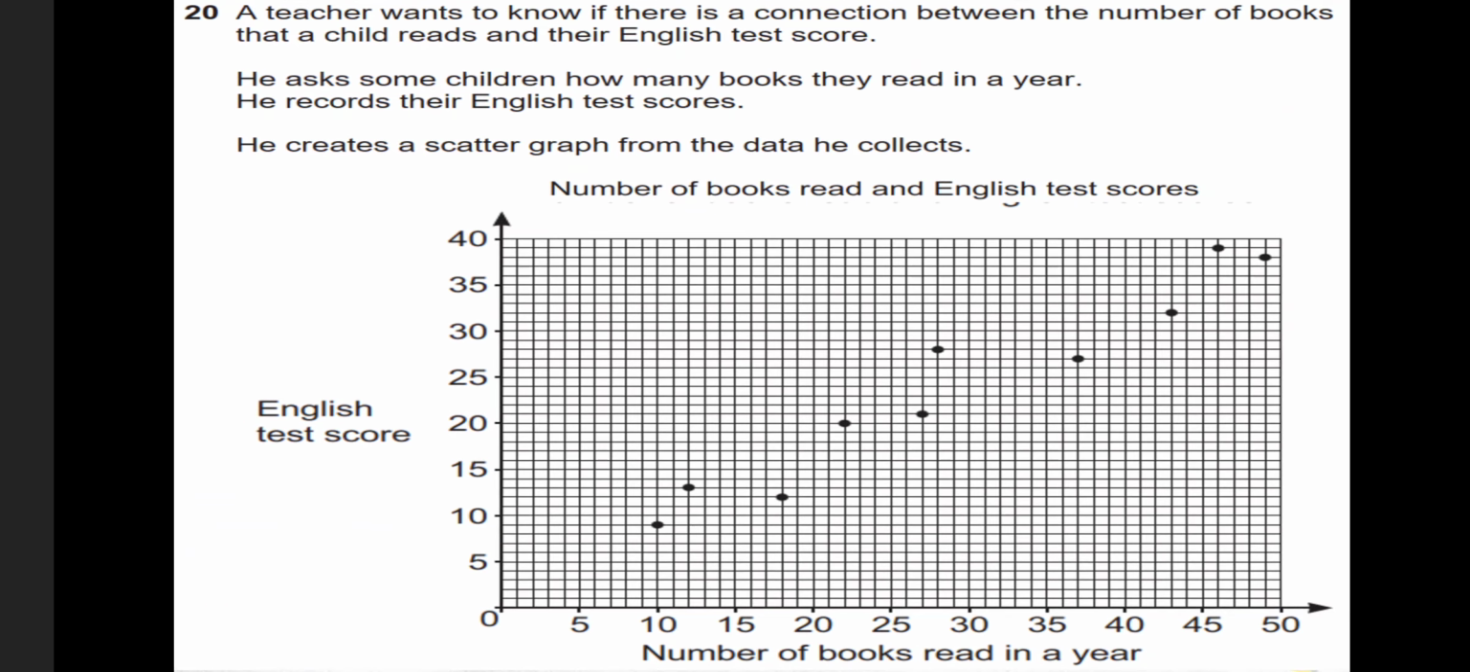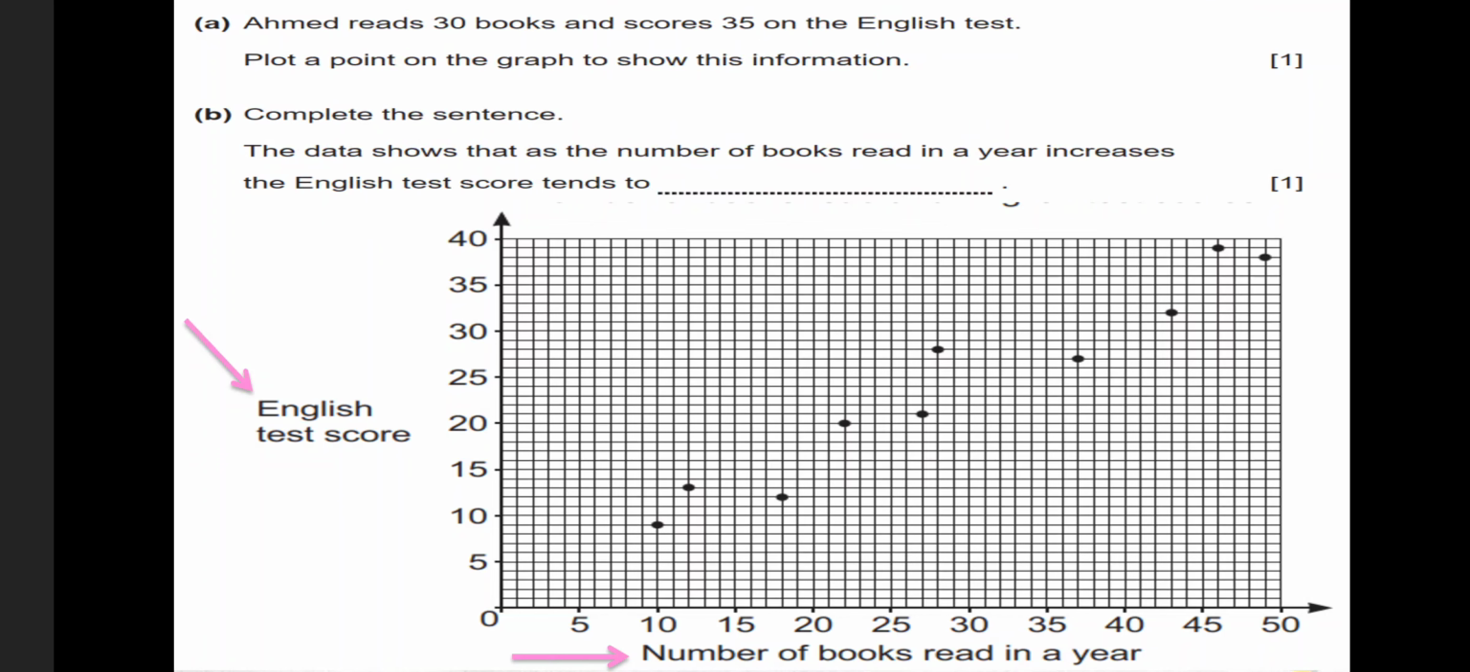A teacher wants to know if there is a connection between the number of books a child reads and English test scores. Take a look at this table. We have English test scores and the number of books read in a year. The first question says Ahmed reads 30 books and scores 35 on the English test. Where is 30 books? I should look down. And where is 35 on the English test? I should look at the scale on the left. This is 35. The point where they both connect is at this point.